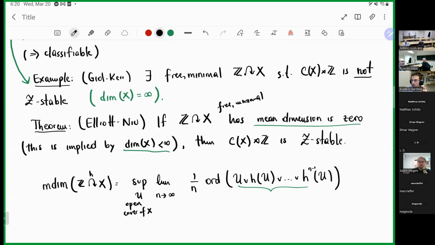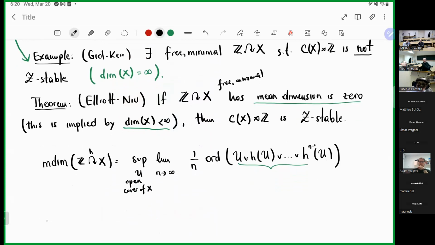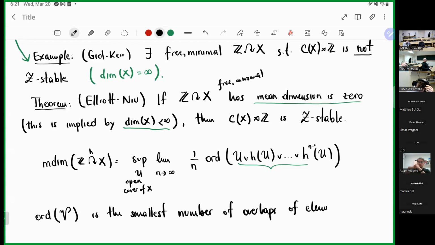If you have two open covers, you intersect the elements of the covers. You call this the wedge of these two covers. This is again an open cover because you intersect finitely many open sets. It's a common refinement, if you wish. You can do this with finitely many. This is what we're doing here. So I just have to tell you what the order of a cover is. The order of a cover, let's call it V, is the smallest number of overlaps of elements of V. When you cover a space by open sets, some points of your space will necessarily be in more than one at the same time, and you look at the number, minus 1 or plus 1, depending on how you index things.